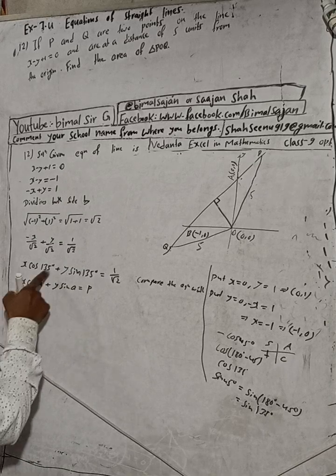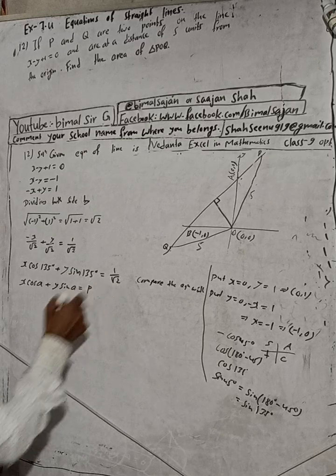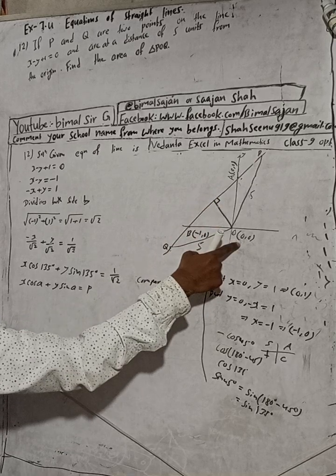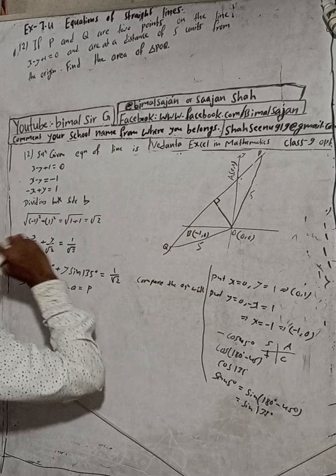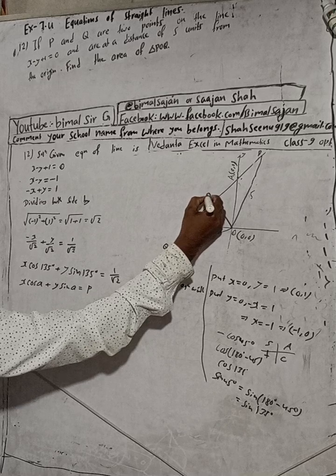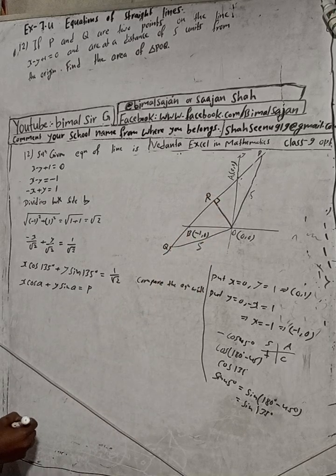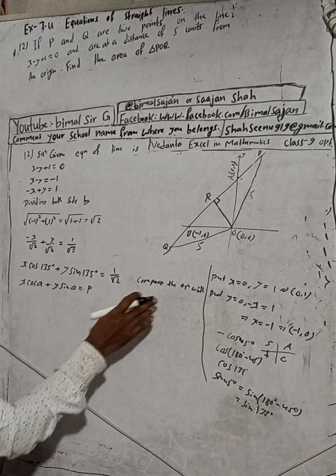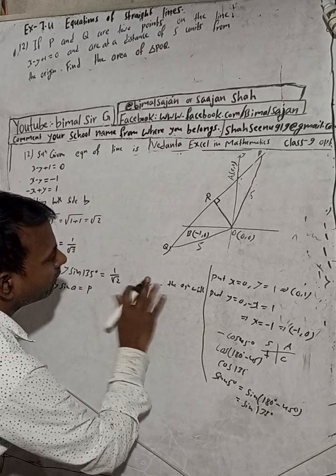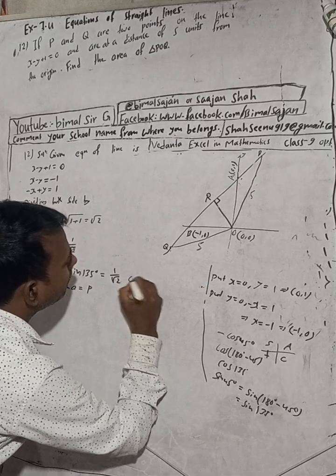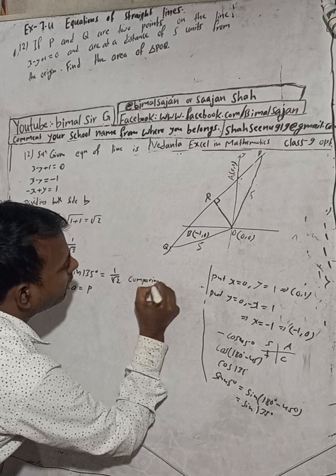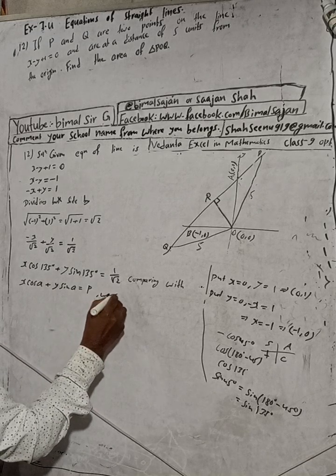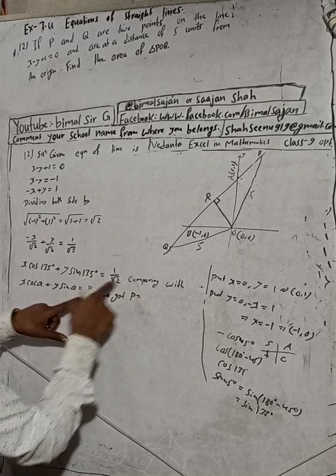When we equate this, what do we get? P is the perpendicular value. Suppose this is OPQ, and I name the foot of the perpendicular R, so OR. Comparing, we get P is equal to 1 by root 2.